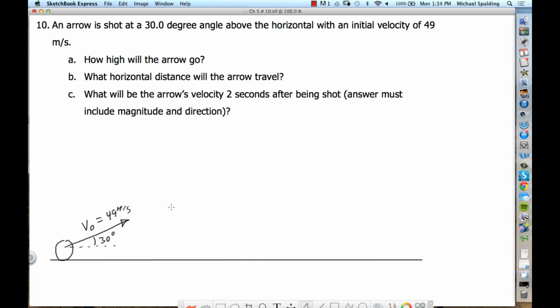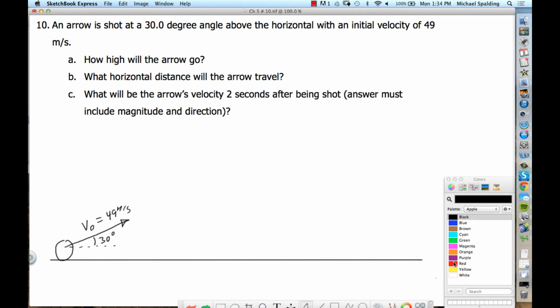First thing you should recognize right away, you should go, that 49, is it perfectly X? No. Is it perfectly Y? No. So what do we have to do to it? Break it into components. So that 49 meter per second has an X velocity and a Y velocity. So that's Vx. This is Vy.